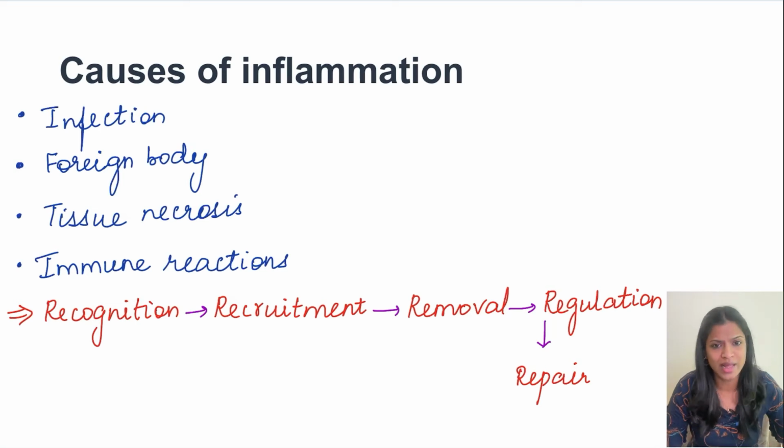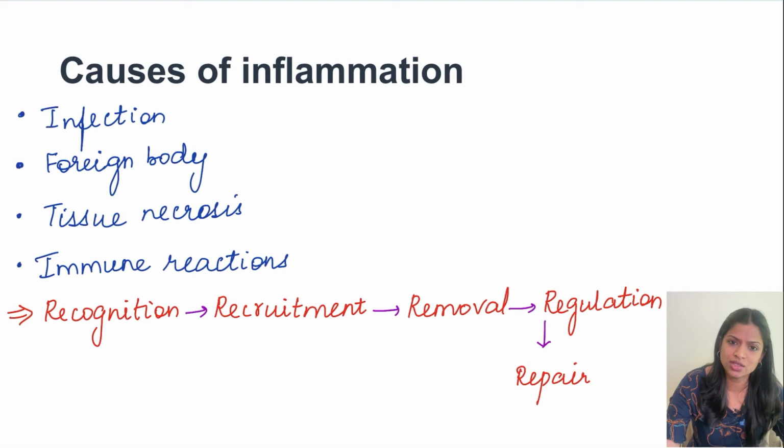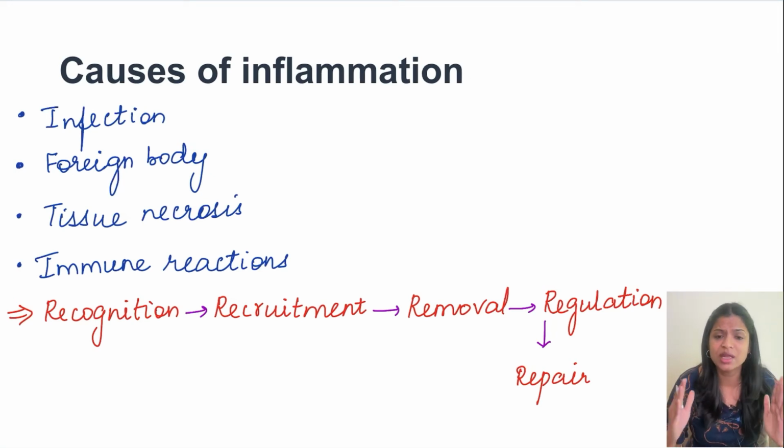Same goes for immune reactions, which I mentioned earlier also, like environmental agents such as pollen grains, which will induce a hypersensitivity reaction, or self-antigens as in an autoimmune reaction. Both of them are going to be associated with chronic inflammation. So what as such happens in inflammation?